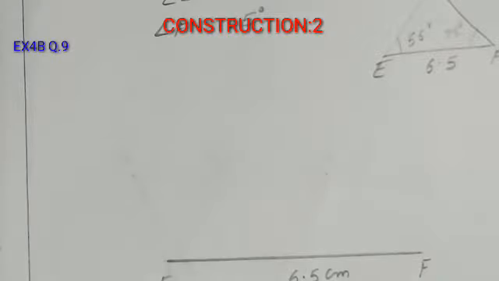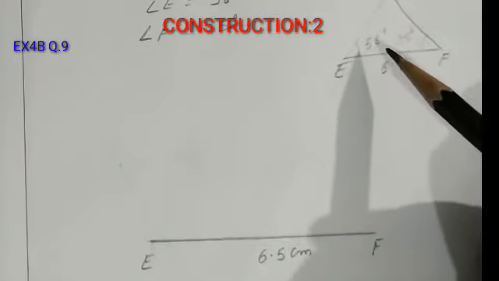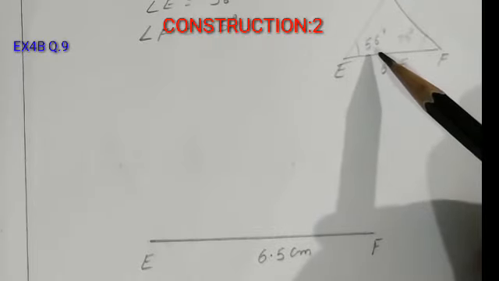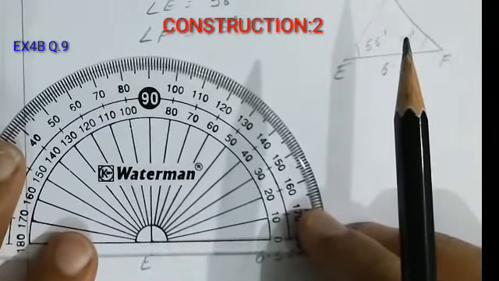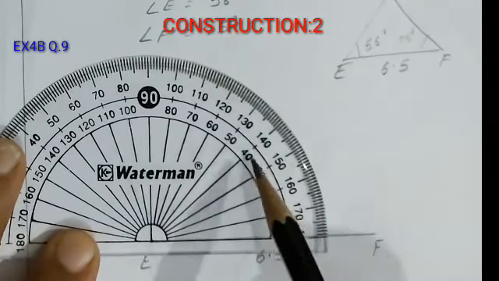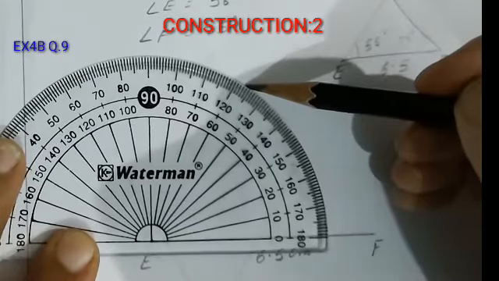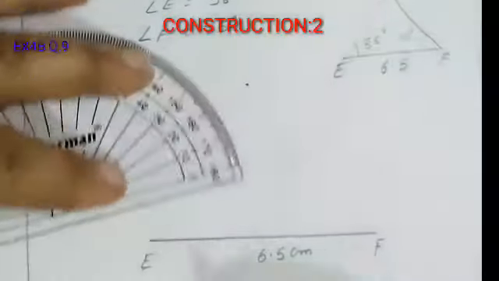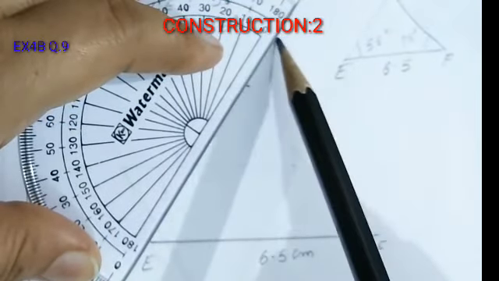Step 2, angle E equals 56 degree. 56 degree angle we can't construct using compass, so we will use protractor here. So let's move to step 2, angle E of 56 degree. 0 to 50 and then 6. We are using inner scale of the protractor. Complete this angle of 56 degree.